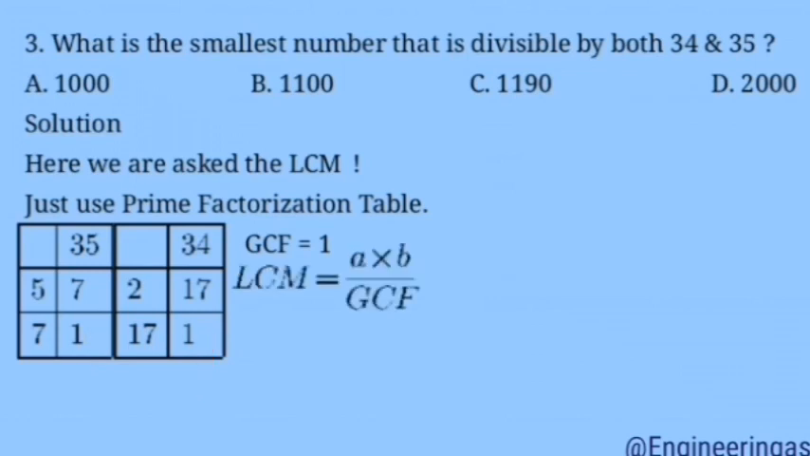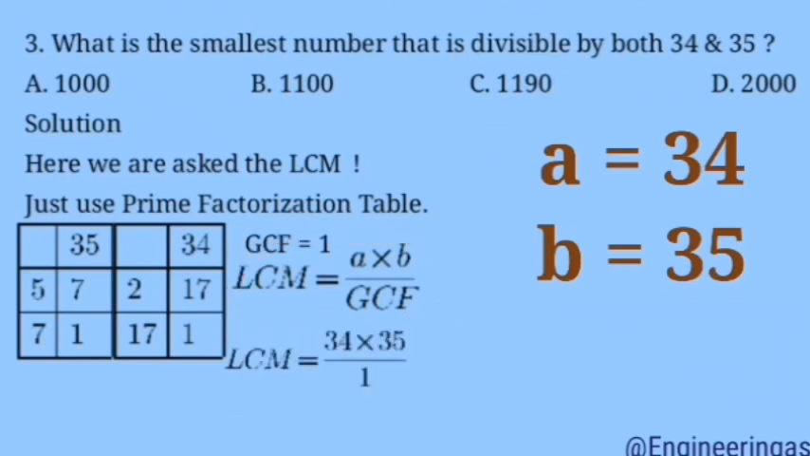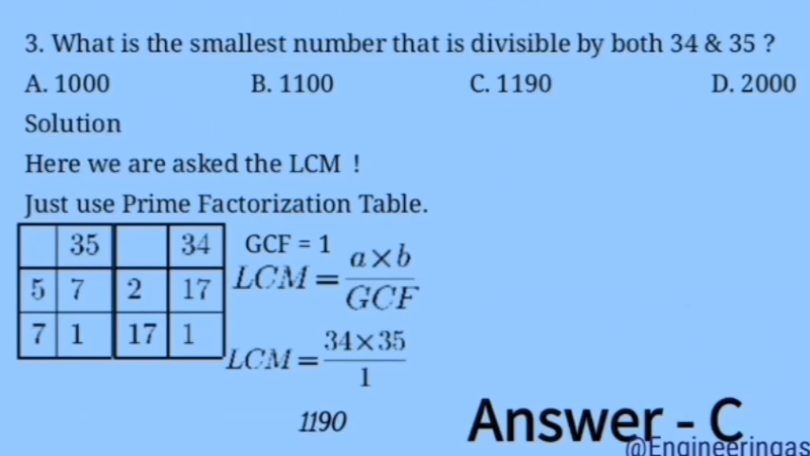Okay, to calculate the LCM, we need to use this formula. AB means the numbers, divided by the GCF, or the greatest common divisor. We already found it using a prime factorization table, which is 1. And we substitute number 34 and 35 as A and B, divided by 1, which is the GCF, so it will be 1190. So the answer will be C.